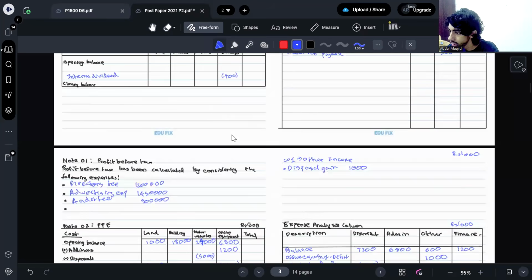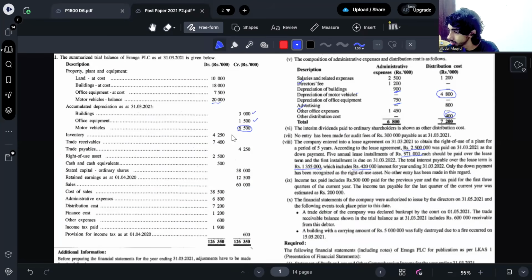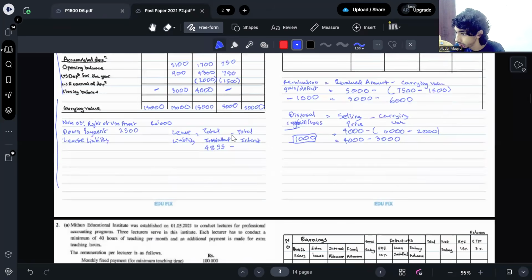The interest for the 5 years is 1,355,000. Then the lease liability is 3,500. The lease liability is 3,500. So the cost of this asset is 6 million minus accumulated depreciation.